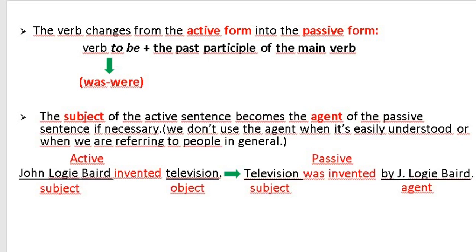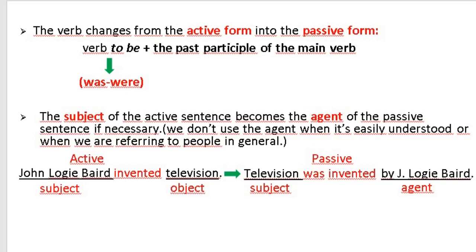Television was invented by J. Logie Baird. Okay, now let's ask this question. What was invented by J. Logie Baird? Television. So now in this passive sentence, television becomes our subject, and by J. Logie Baird becomes our agent.